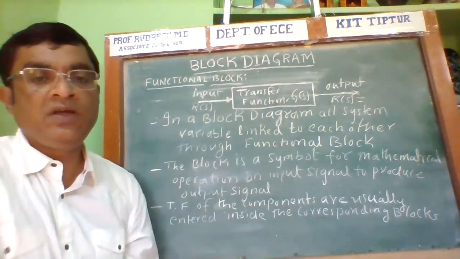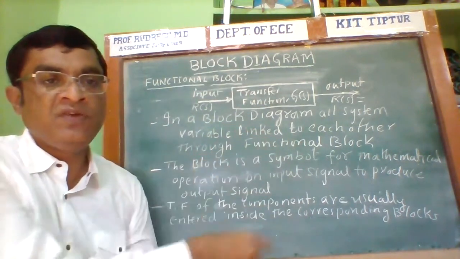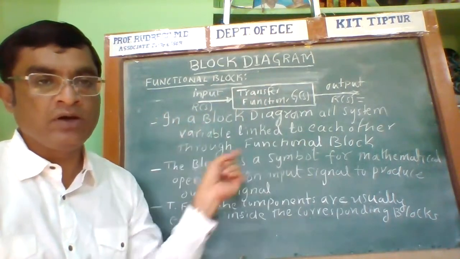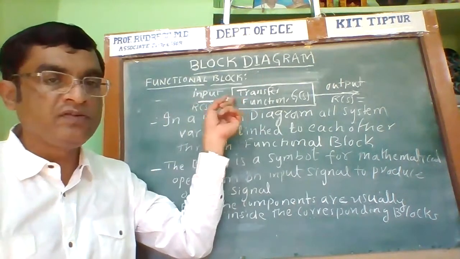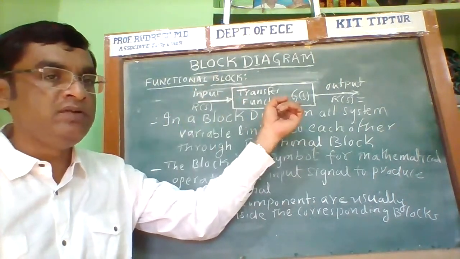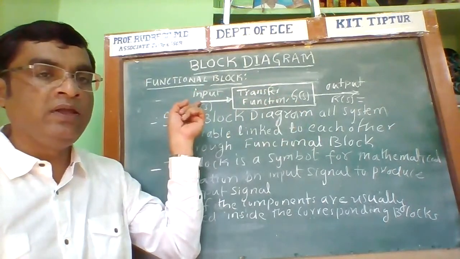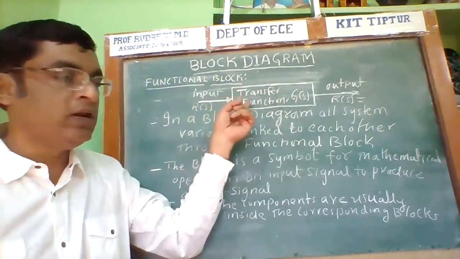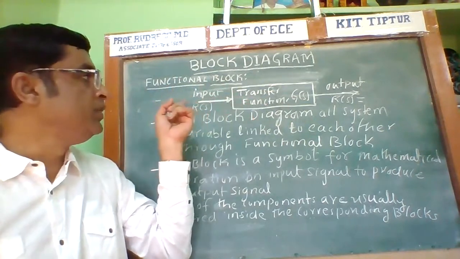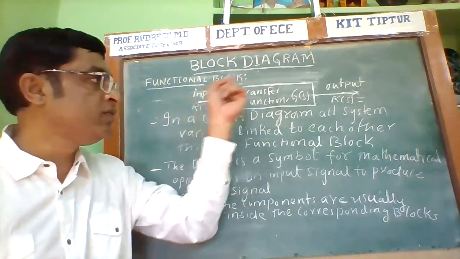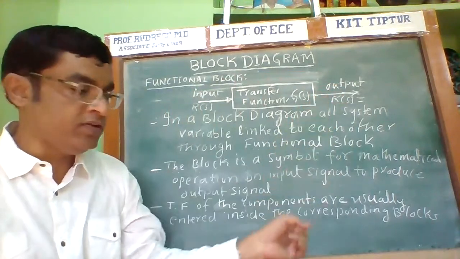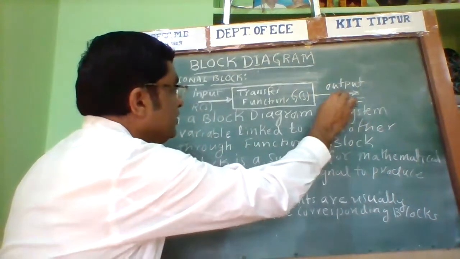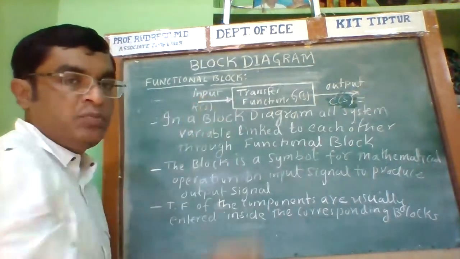And what is inside this block? The transfer function of the component. The transfer functions of the various physical components are usually entered inside this block. Usually the transfer function is denoted by G(s), and G(s) is placed inside the blocks of the block diagram. Suppose the input is R(s) and the output is C(s).